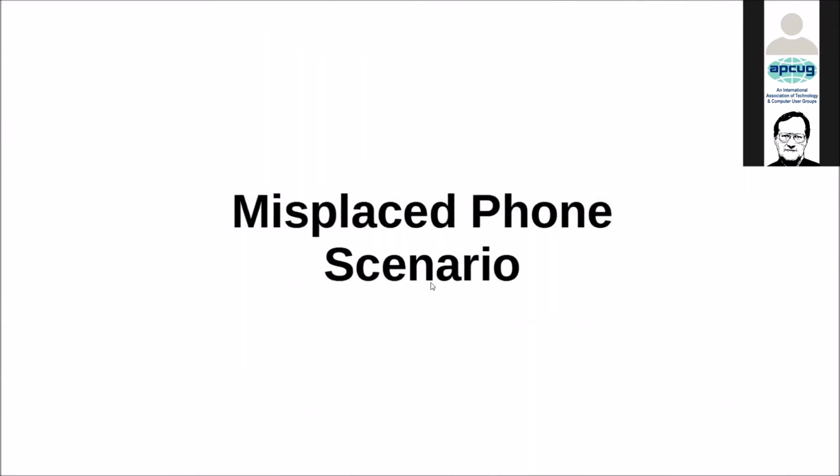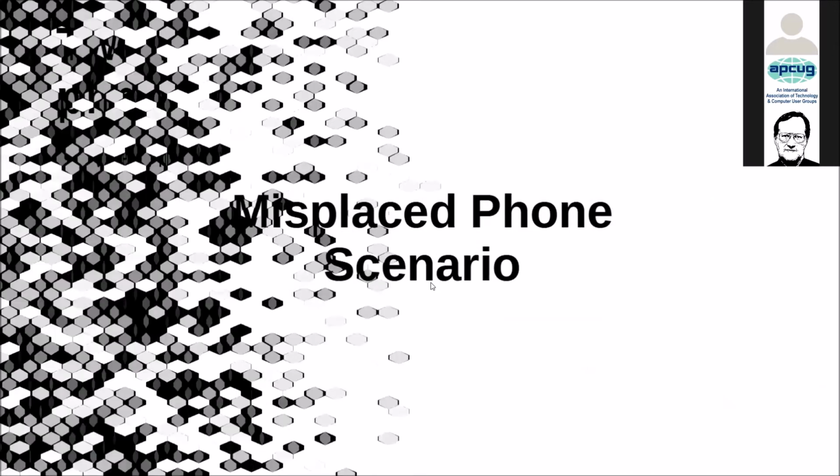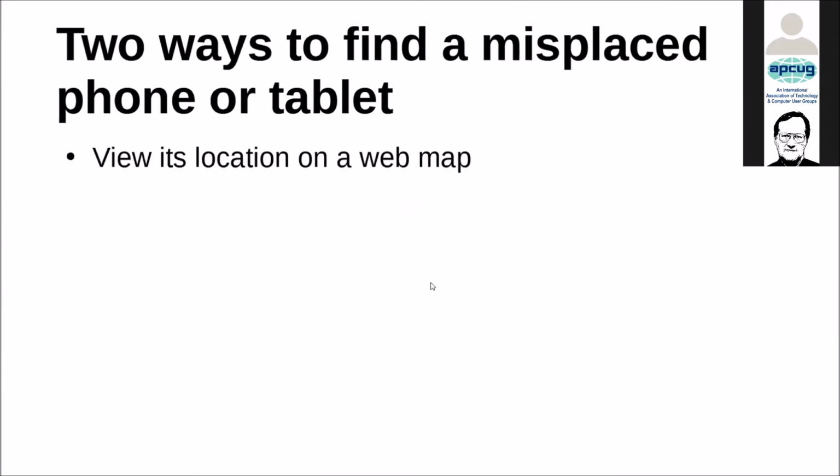All right, now we're going to start with what I think is probably the easiest one, the misplaced phone scenario. It's somewhere in your house or in your car, maybe covered up under some clothes or whatever. There's 2 ways to find a misplaced phone or tablet. And just by the way, all the information here will also work with Android tablets and iOS tablets, iPads. You do not need to think of this as solely being operationally valuable for phones.